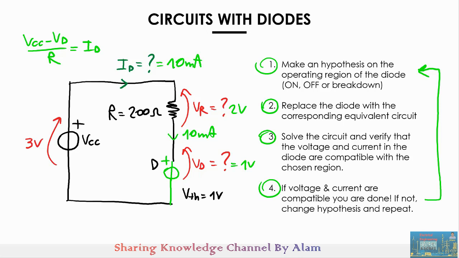This is the way that diodes are used most of the time. You turn on the diode by providing a voltage that is higher than its threshold. In this case, the circuit is able to provide 3 volts, which is higher than 1, so most likely it's going to be able to turn on the diode. And then you place a resistor in series to the diode to fix the current to a desired level.